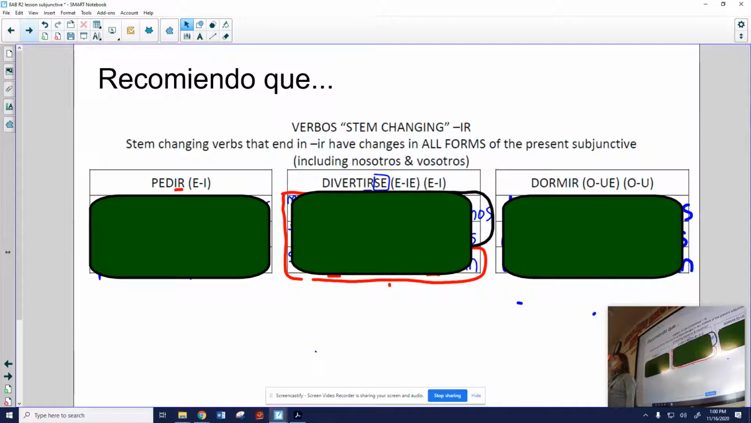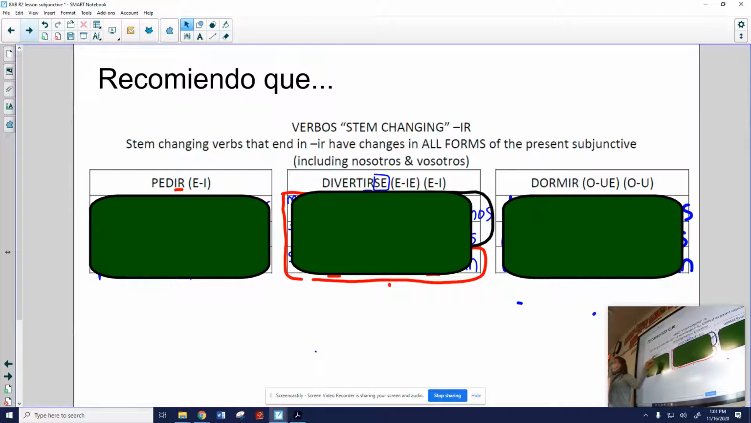I are stem changing verbs, the very last part on your notes packet. They can be very tricky because stem changing verbs that end in IR in the present tense of the indicative have stem changes in all forms of the present subjunctive, including the nosotros and vosotros form. So these are super weird. Like, we're not used to stem changing verbs having a stem change in the nosotros and vosotros form. It is only for IR verbs like pedir, divertir, dormir.